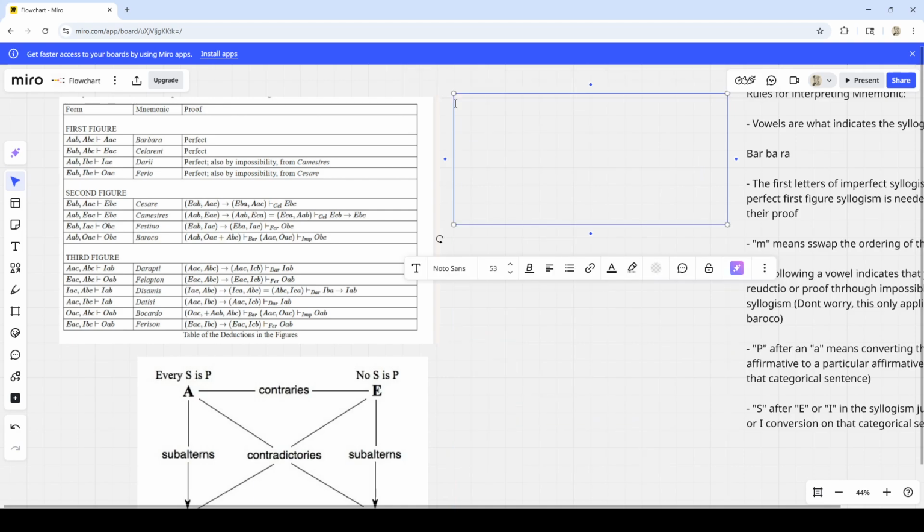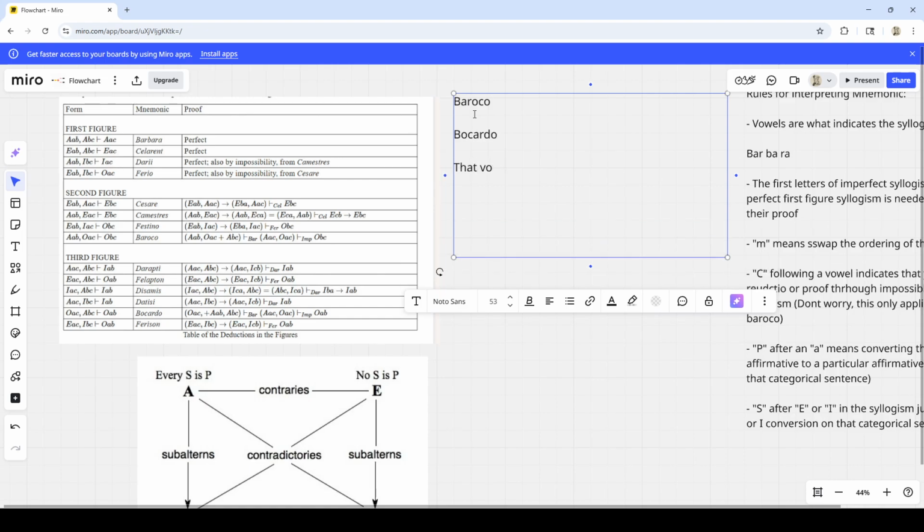Alright, so the interesting part about this is that the only syllogisms in this table that really ever need a reductio are going to be Bocardo and Baroco. And so let's see Baroco. I'll show you right now. Baroco here doesn't tell us much. It just tells us that it needs to be proven, right? Because it has a C in it. Bocardo and Baroco, that C following the vowel indicates a reductio proof.